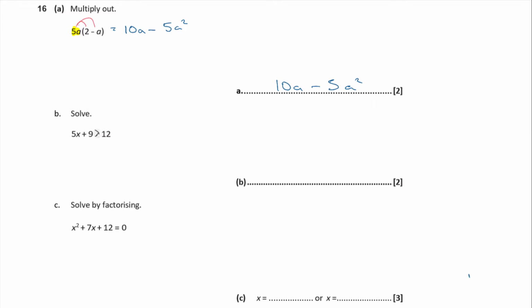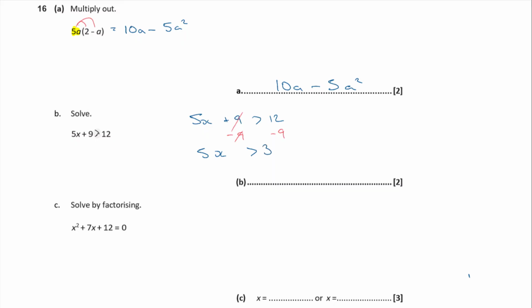Part B says solve 5x plus 9 is greater than 12. Now these inequalities solve pretty much the same way as equations as long as you keep everything positive. So if I take 9 away from both sides here, just like I would with an equation, they'll cancel, leaving me with 5x is greater than 12 take away 9, that's 3.